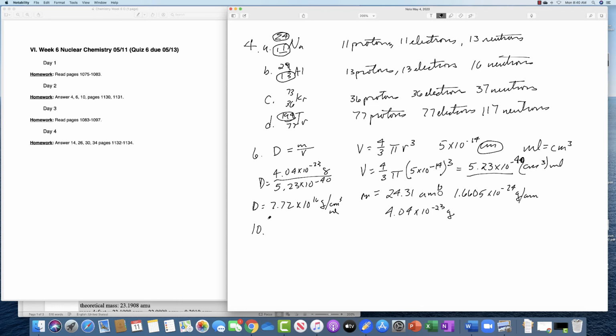The next problem is problem number 14, and this is just doing some equations. Let me just change this to a 14 here. And I'll talk you through how to do that as we move through.